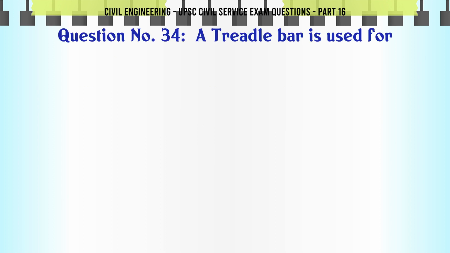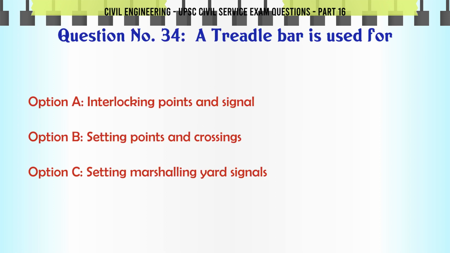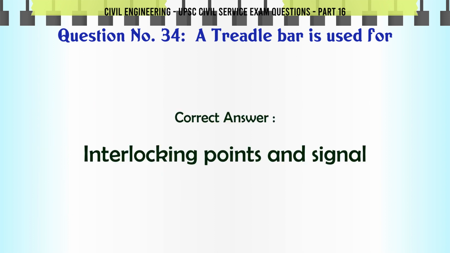A treadle bar is used for A. Interlocking points and signal, B. Setting points and crossings, C. Setting marshalling yard signals, D. Track maintenance. The correct answer is interlocking points and signal.